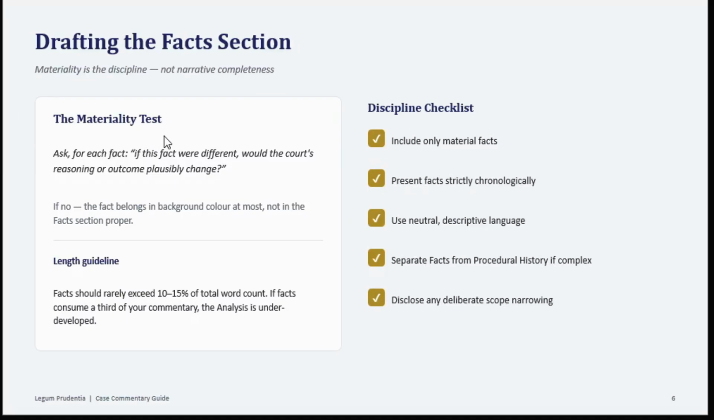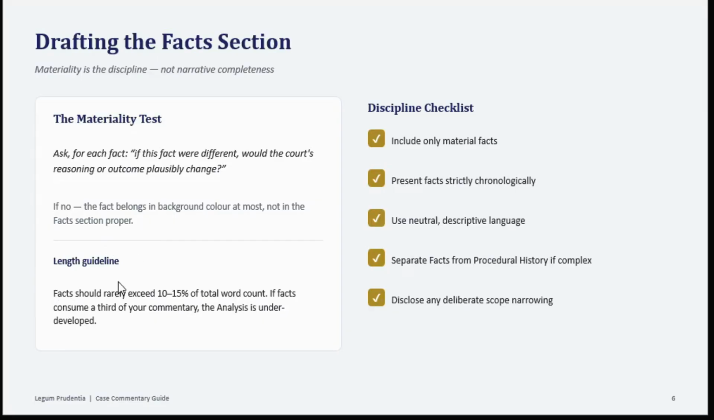The materiality test. Ask for each fact: if this fact were different, would the court's reasoning or outcome plausibly change? Whenever you are drafting a case commentary and you are adding a fact, try to ask this question. If you find the answer is yes, you can add those facts. If the answer is no, then it's not very useful for you. You can skip that. If no, the fact belongs in background color at most, not in the fact section proper.